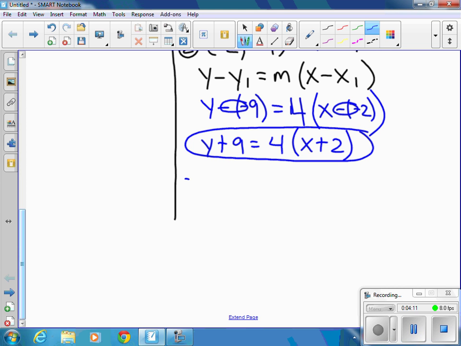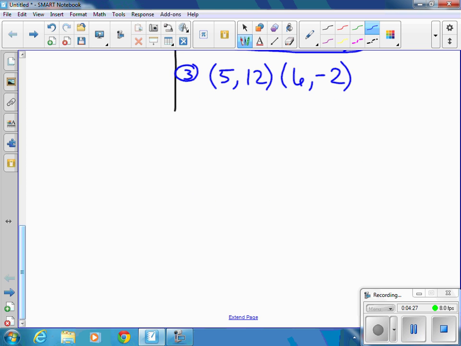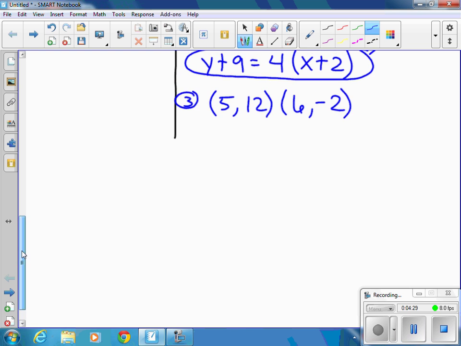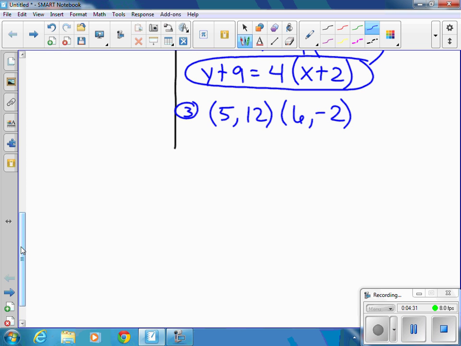Okay. The next problem is going to take us backwards a step. Instead of giving you 1 point and the slope, all they're going to give you is 2 ordered pairs. So you have a little bit of extra work here because we have to have the slope or we can't do point slope form. So the first thing we have to do is find the slope. And the way we find slope is by using that slope formula that you have well memorized, hopefully, by now. So your first step is going to be find the slope.